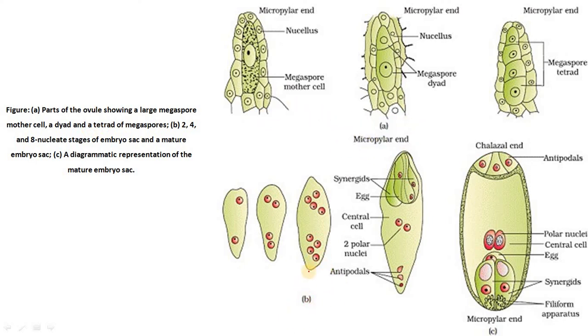Diagram B is showing the 2, 4, and 8 nucleate stages of the embryo sac and the mature embryo sac, and the diagrammatic representation of a mature embryo sac in a large view as we have seen in the earlier slide. This is the chalazal end. These are antipodals and these are polar nuclei. This is the central cell. This is the egg. These are synergids. This is the filiform apparatus at the micropylar end.